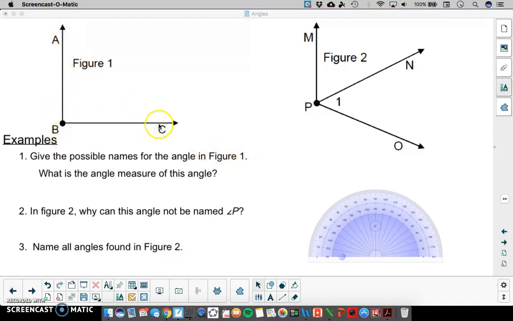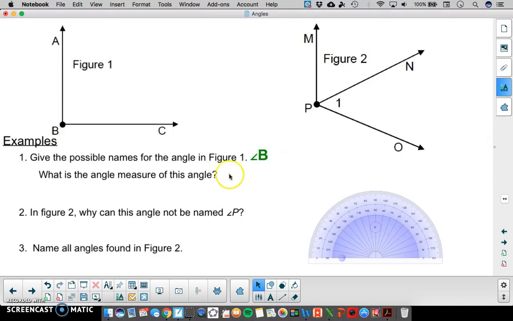The possible names for this angle, using the ways we just described, first would be angle B, and this would be the notation that we would use to name that angle. We can also use three letters with the vertex being the center letter, so we could have angle ABC. Notice A and C are points on either side of that angle. We could also name it CBA, as long as B is the center letter.